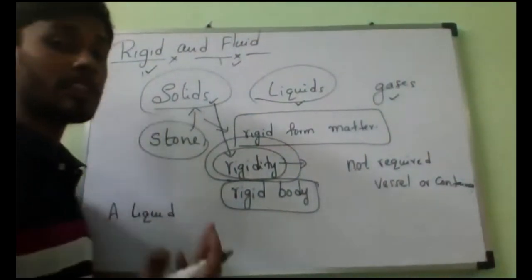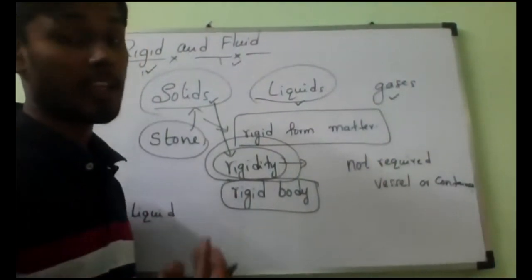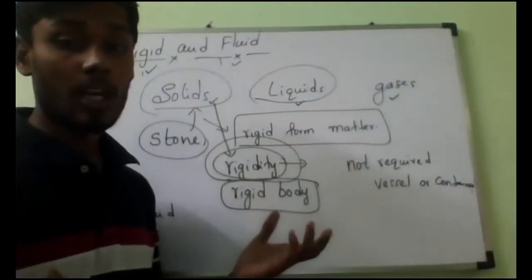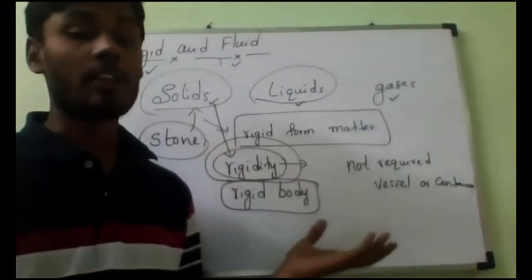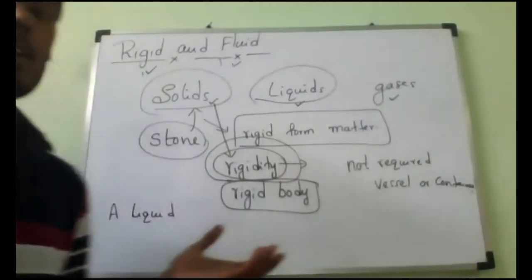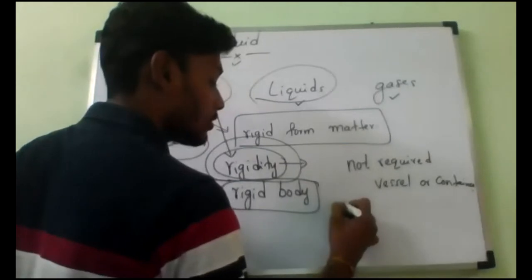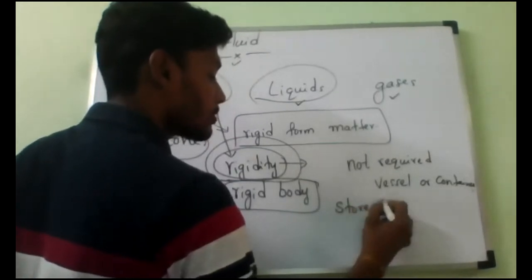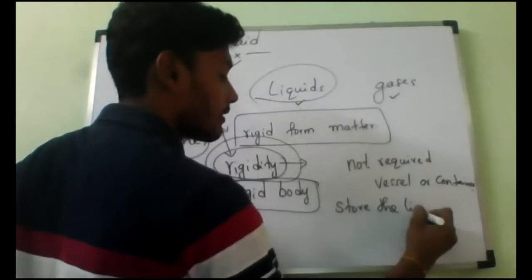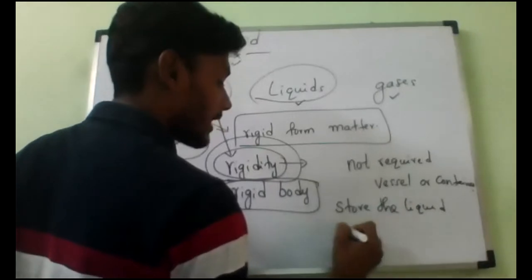The shape always changes depending upon the container, and we cannot store them outside. They always require a vessel to store them. That is why we have to store the liquid in a container.